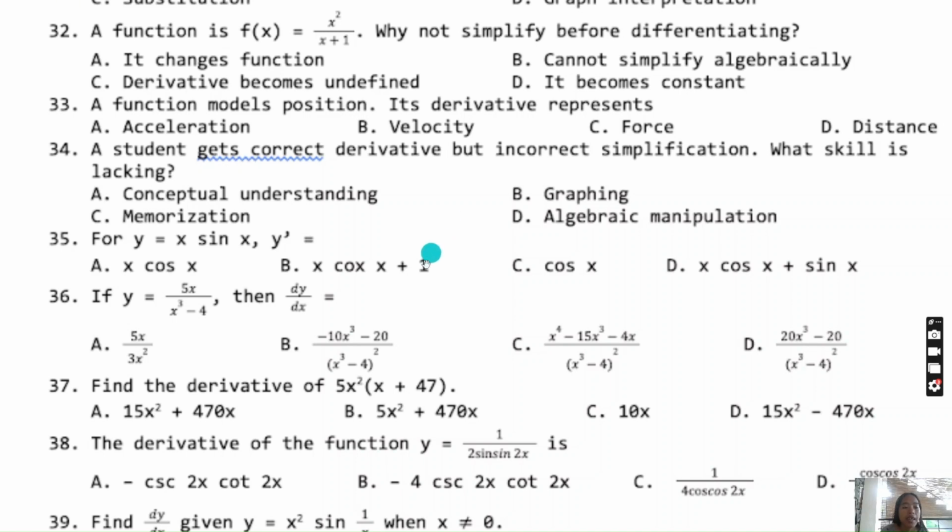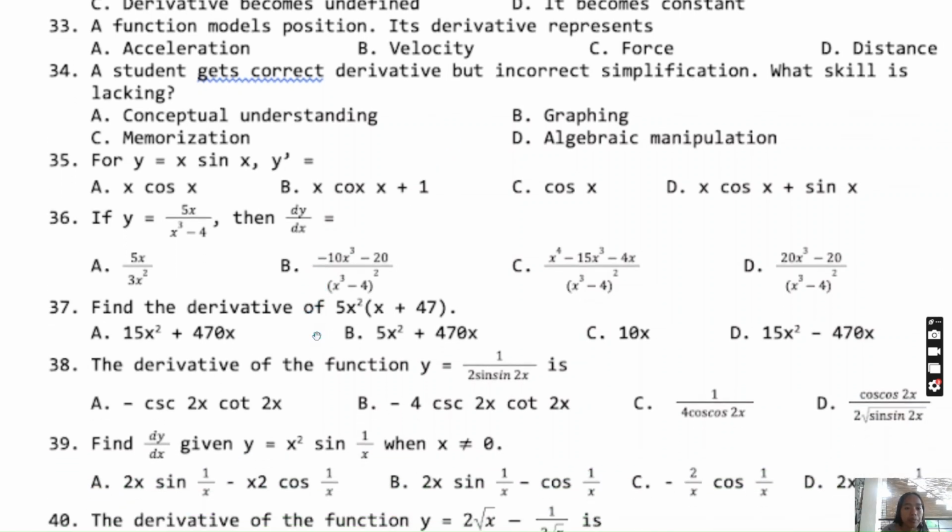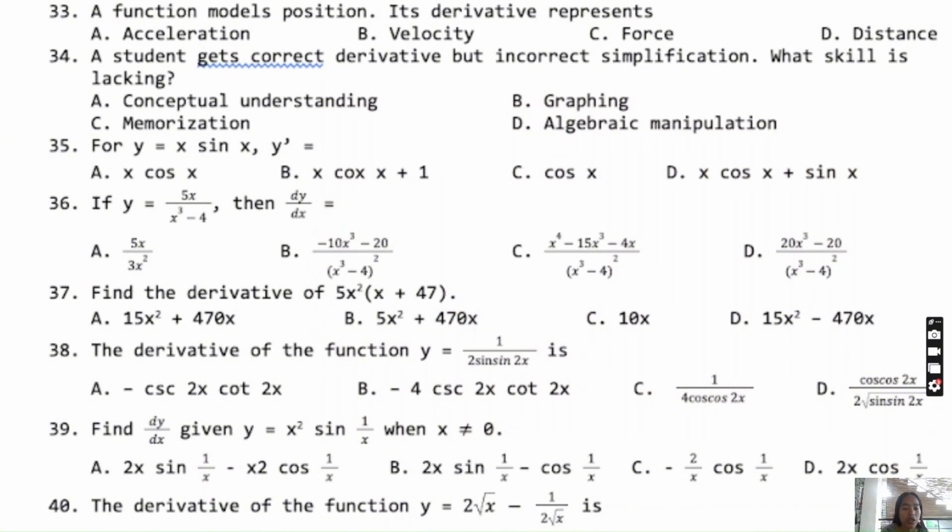So we are now in item 33. I hope that you are just following me. A function models position. Its derivative represents letter B, velocity. Because the derivative of position with respect to time gives velocity. So velocity measures how position changes over time. That is why the answer is letter B.